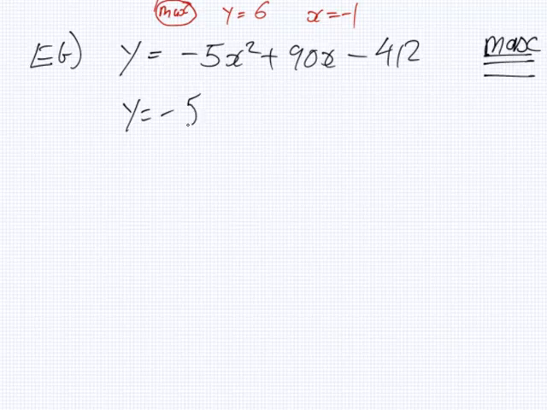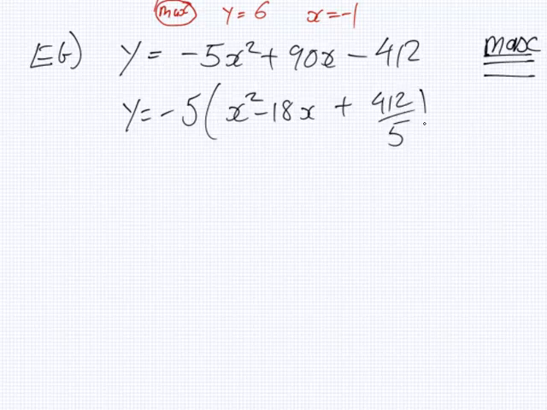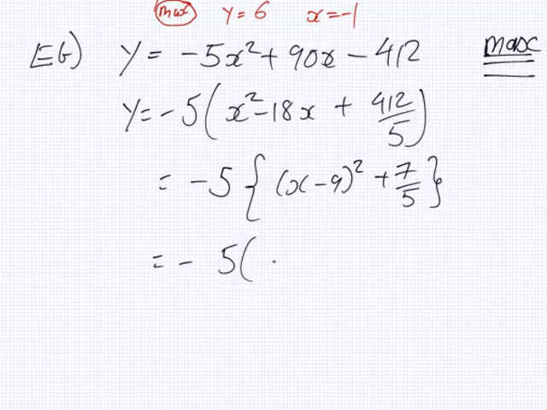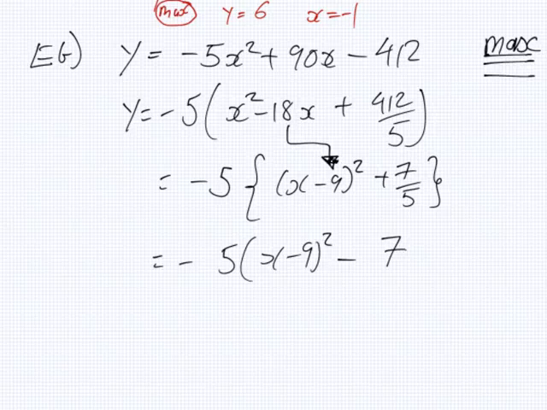y equals minus 5 times (x squared minus 18x, plus 412 over 5). Yep. Minus 5 times (x minus 9) squared, no, 9 squared. So 412 over 5 minus 81 is 7 over 5, which will be minus 5 (x minus 9) squared minus 7. Don't we halve it? I did. 18 became 9. How did it become plus 412? Because I took out minus 5. So the signs get flipped on the inside when a minus comes out.